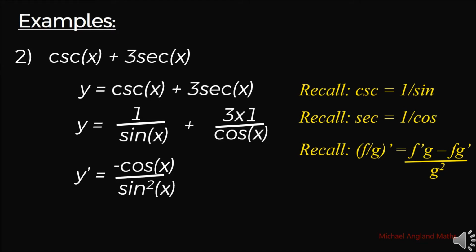Now for the second element there in the sum, 3 over cos of x, taking the derivative of 3 we get 0. So that's 0 minus 3 times the derivative of cos, which is minus sine. So we end up with 3 sine over cos squared of x. So we get minus cos over sine squared x plus 3 sine x over cos squared of x, leading us to the next slide.